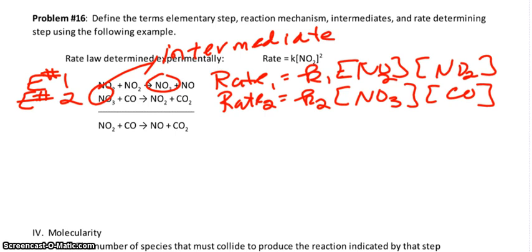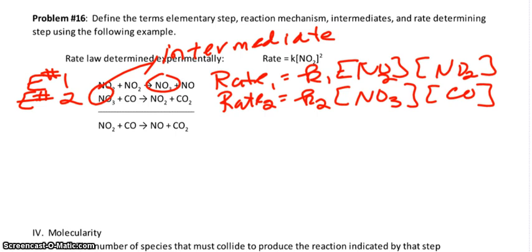So in a sense, I wrote down the rate for each equation. And look at rate number 1. Wow, that looks an awful lot like our overall experimental rate, which is k times [NO2] squared. And so the rate of the elementary step number 1 matches the overall rate. So what does that tell me? That is probably my slow step. It's probably the one that's going to determine the overall rate of the overall equation.